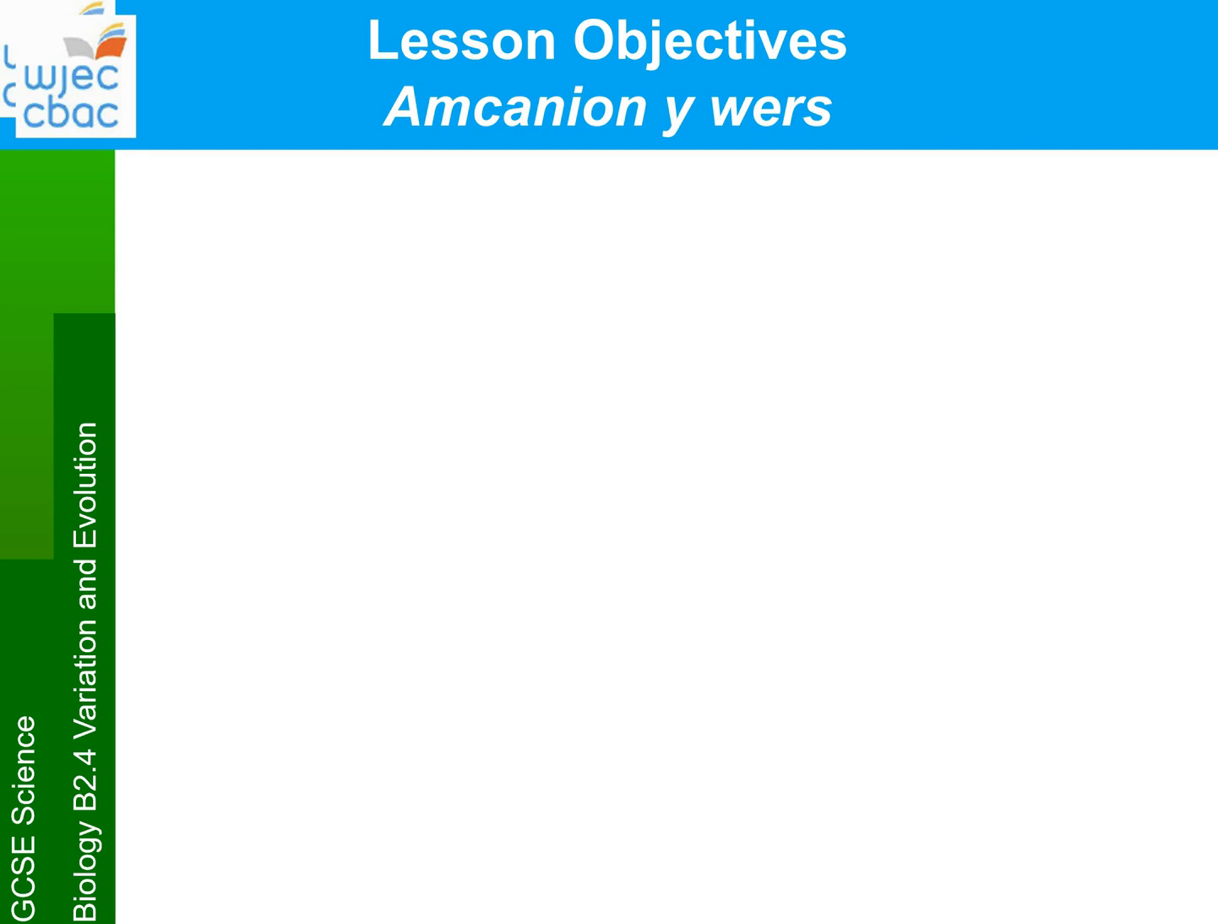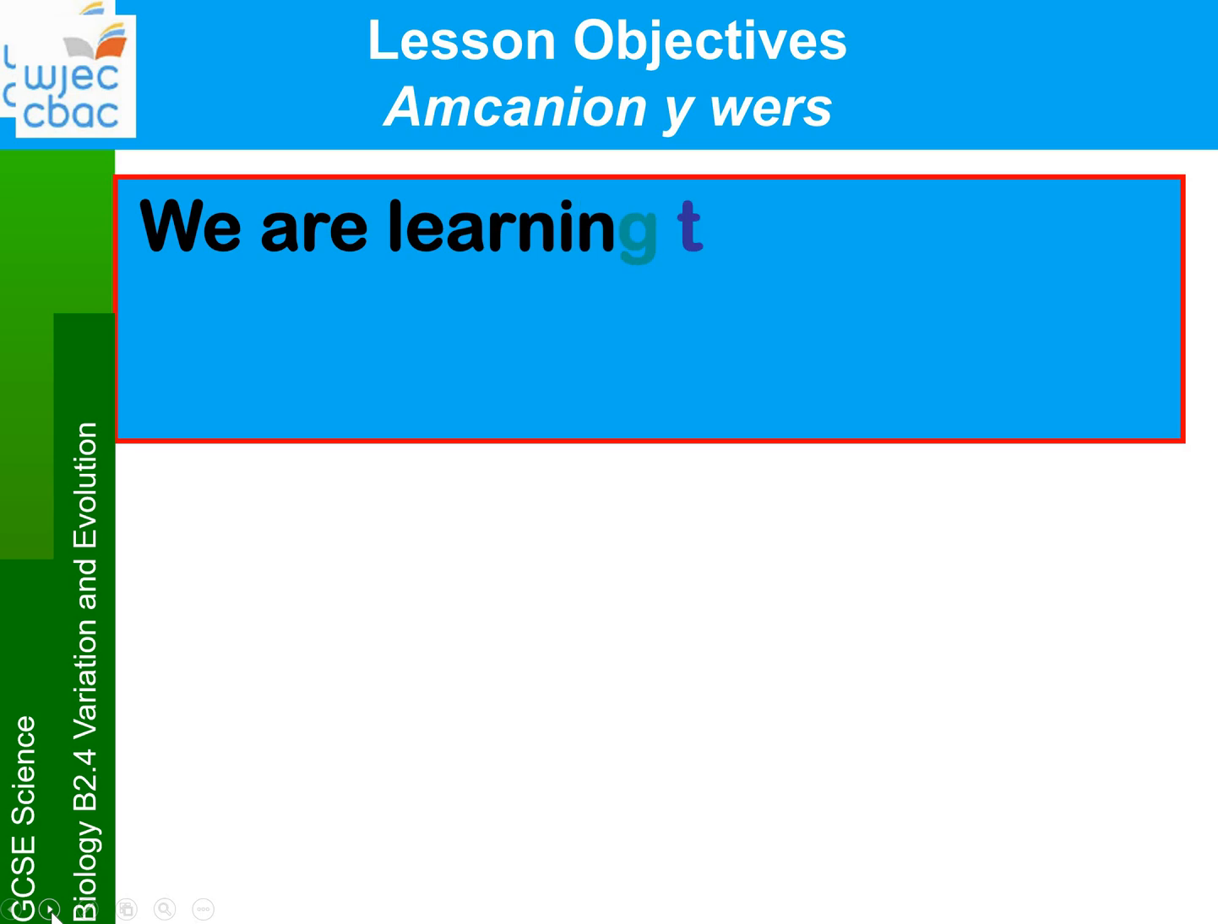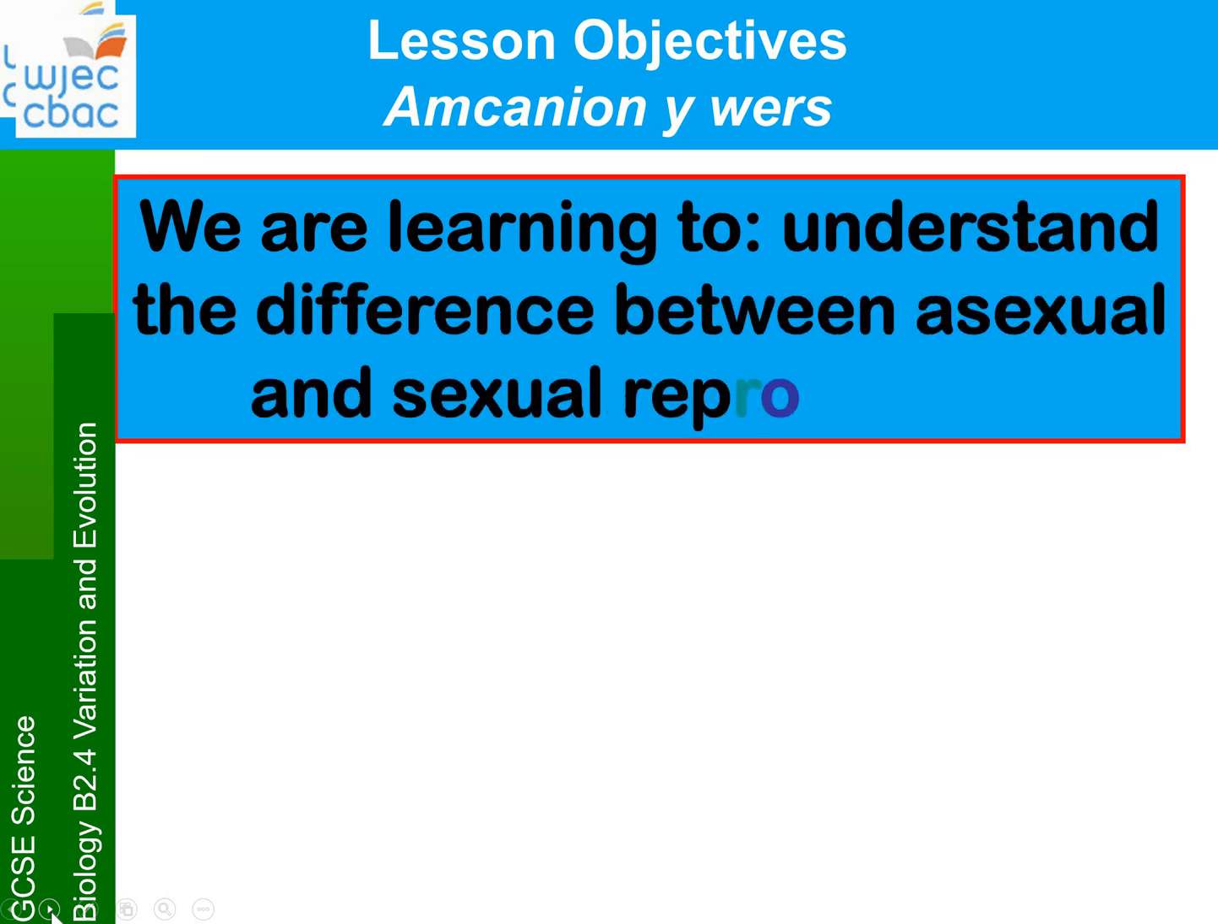Hello Year 11. This is the third lesson in Unit 2.4 on Variation and Evolution. Today's lesson we're learning to understand the difference between sexual and asexual reproduction.